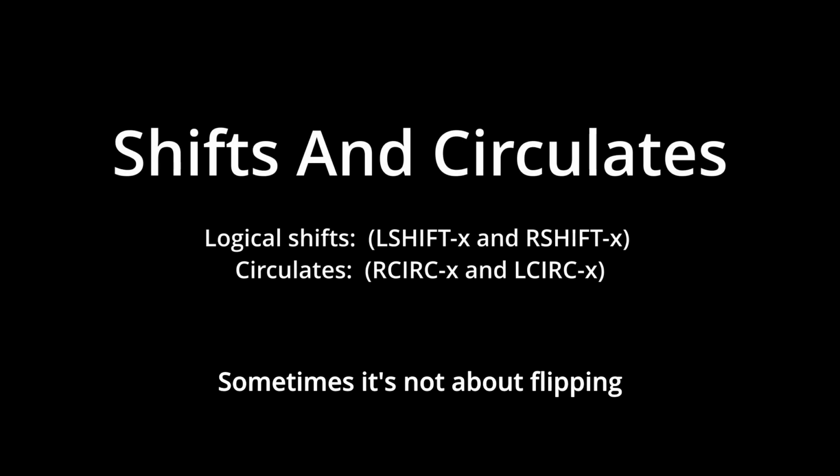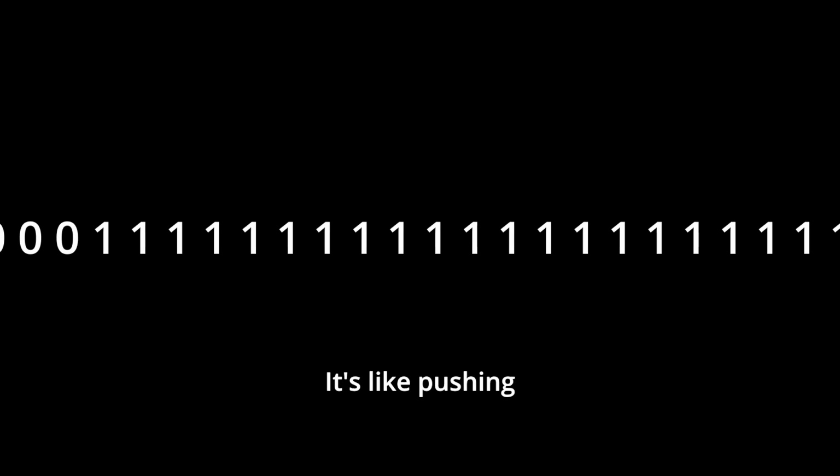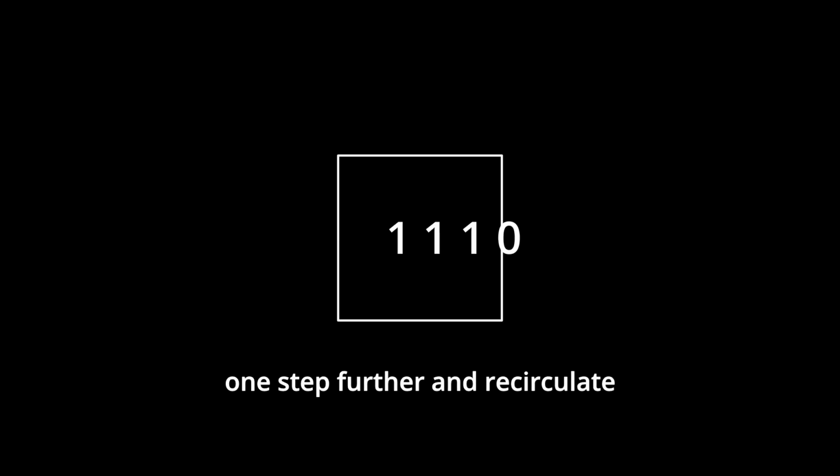Moving on, we next have shifts and circulates. Sometimes it's not about flipping the bits, but instead moving them around. This is where shifts and circulates come in. A logical shift slides all the bits to the left or to the right, filling the empty spaces with zeros. It's like pushing tiles off of a board. Whereas a circular shift will take it one step further and recirculate them to the other side of your bit string.